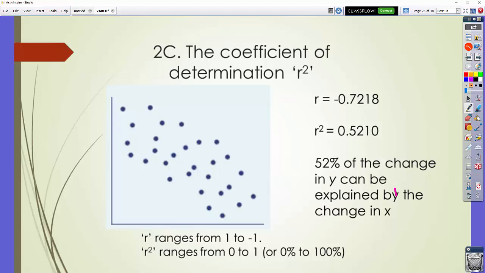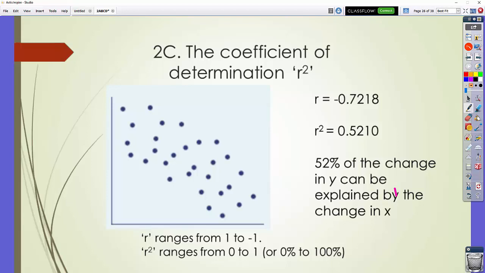So it gives you a level of confidence in your prediction. If it's only 52%, that doesn't tell you very much. It says, what about everything else? If it was 90% prediction, you'd have the confidence to use it. So that's why we need to get r squared out.